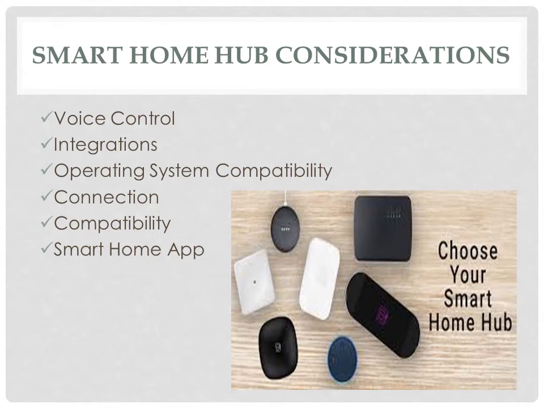When purchasing a smart hub, we have to consider various things such as voice control, integrations, operating system compatibility, connection, compatibility and smart home app. First is voice control. If you want to control your smart home system via voice, see if the device can integrate with your smart home speaker, that is Amazon Alexa or Google Home, whatever you have.